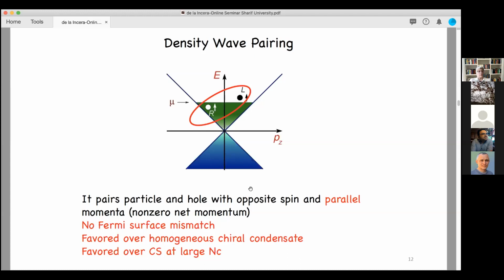And the solution is considering an inhomogeneous condensate. Now, external parameters like a magnetic field may help or not. You'll see that in this case, it will help the inhomogeneous condensate. And I will explain that in the case of the density wave pairing, how a magnetic field actually helps the realization of this condensate. And the way it does is because it creates topology.